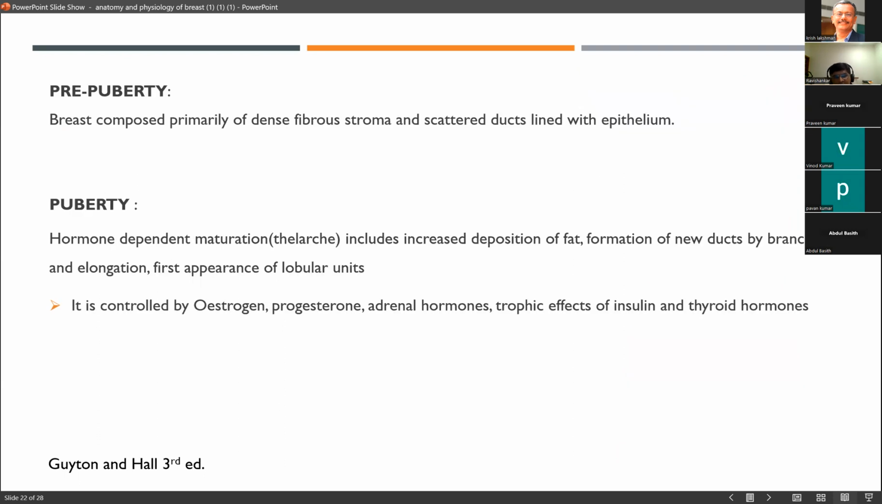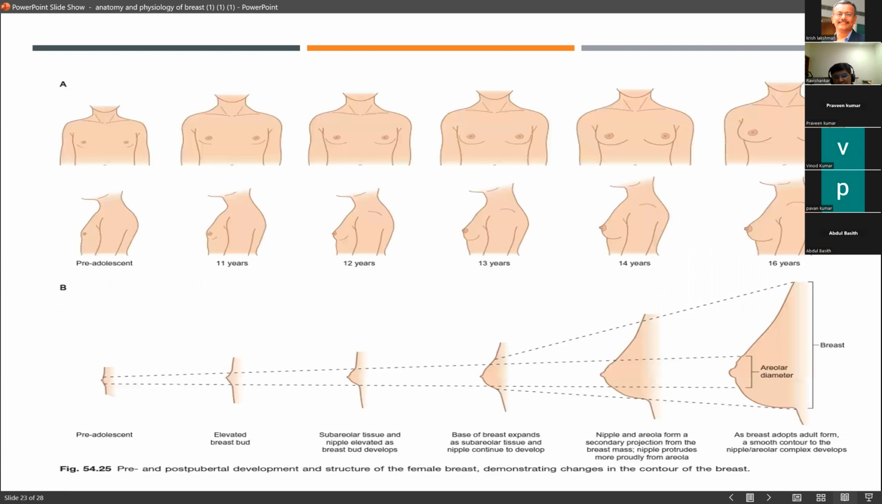In the pre-puberty stage, the breast is mainly composed of dense fibrous stroma, with only a few scattered ducts lined by epithelium. During the puberty stage, hormone-dependent maturation includes increased deposition of fat, formation of new ducts by branching and elongation, and first appearance of lobular units. This stage is controlled by estrogen, progesterone, adrenal hormones, and the trophic effects of insulin and thyroid hormones. Good. And you can see the stages from the pre-adolescent to the adult female.